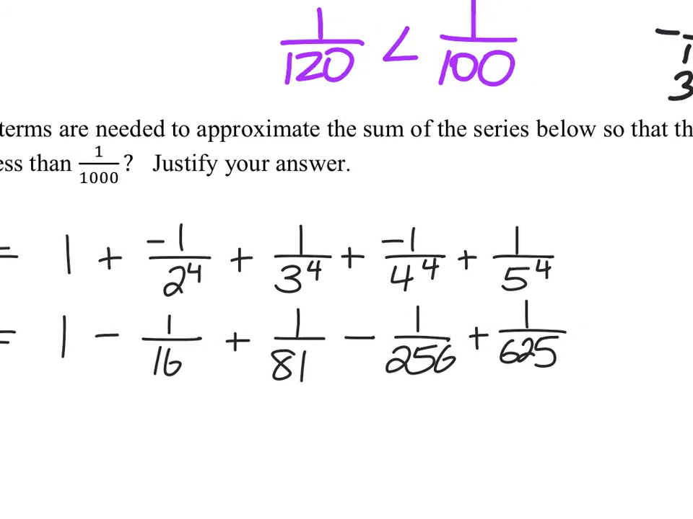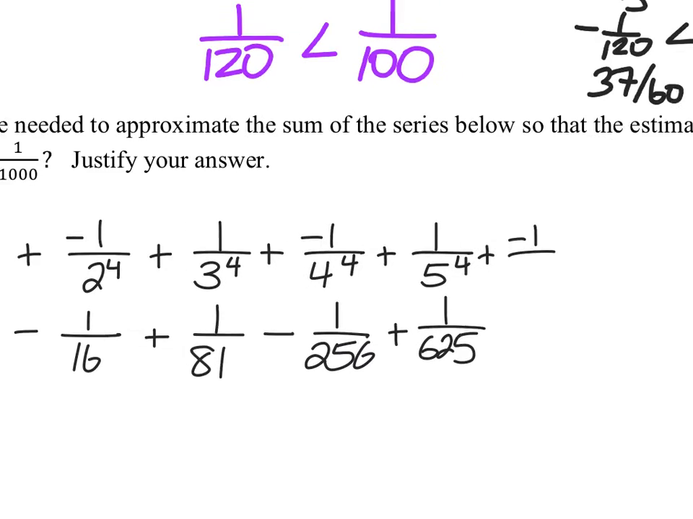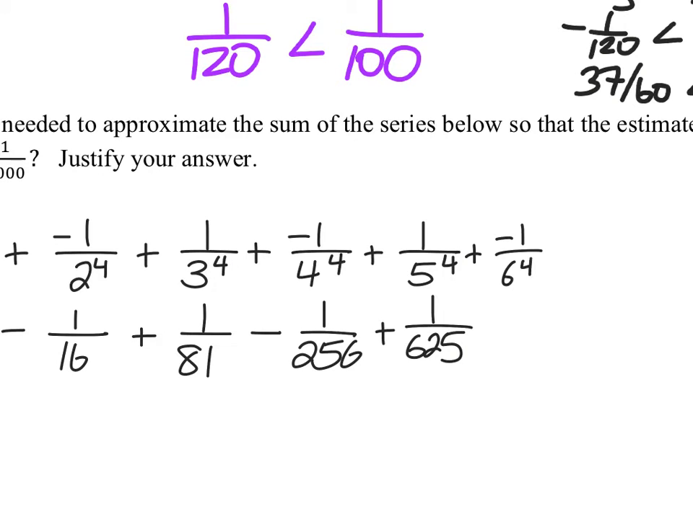All right, 1 over 625 is not less than 1 over 1,000. We need to keep going until we get a term that has an absolute value that's less than 1 over 1,000. All right, so next up would be plus a negative 1 over 6 to the fourth. So minus 1 over, it's the same as 36 squared, which I'm pretty sure is 1296. And that is less than 1 in 1,000, all right? Because you're taking 1 and dividing it by a number that's bigger than 1,000, so its fractional value would be smaller than the fractional value of 1 over 1,000, all right? So this is our cutoff.